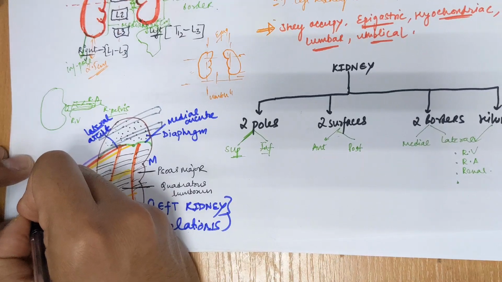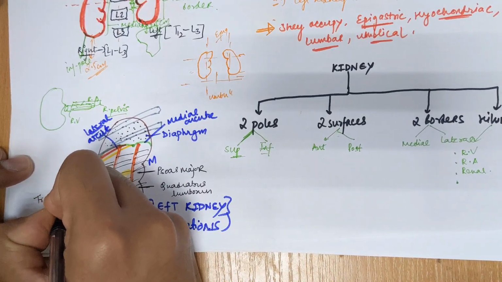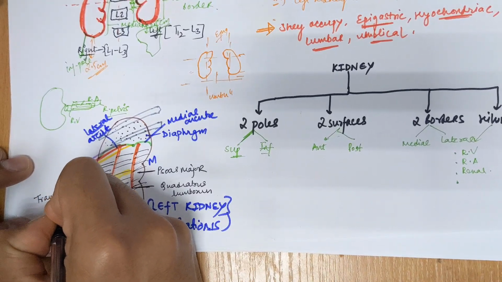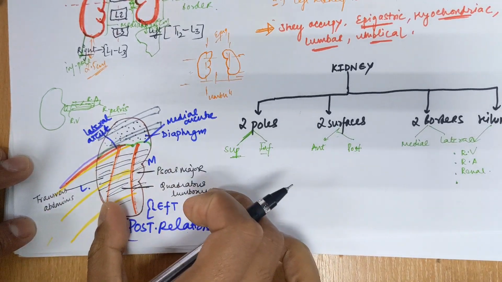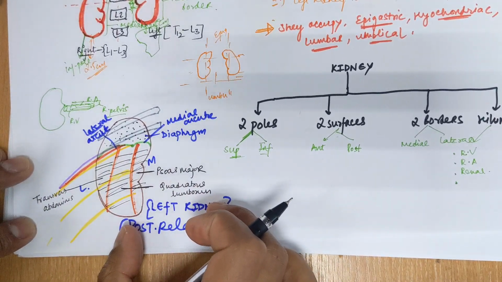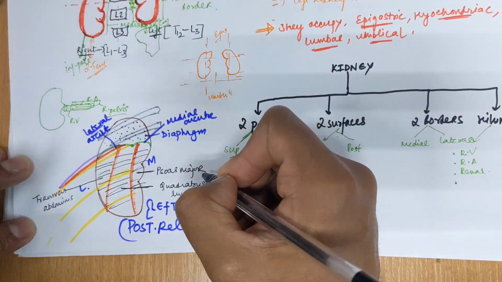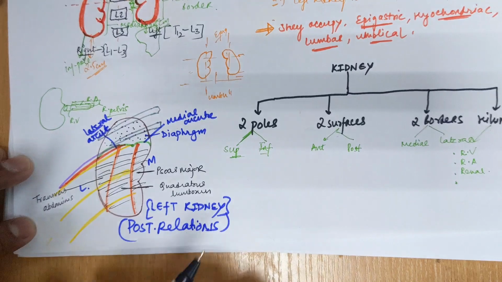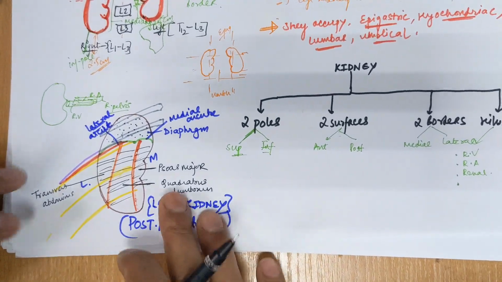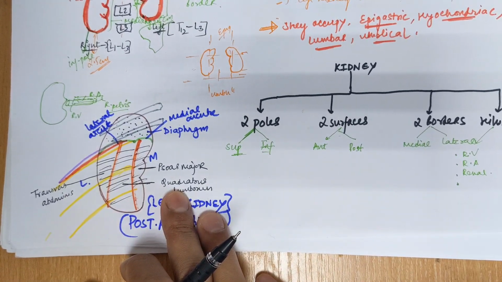So this is your transverse abdominis. These are the three muscles. Four muscles actually, because the diaphragm is also a muscle, so we have four muscles: 1, 2, 3, and 4. And now what will be present here? Now we will be having nerves here.